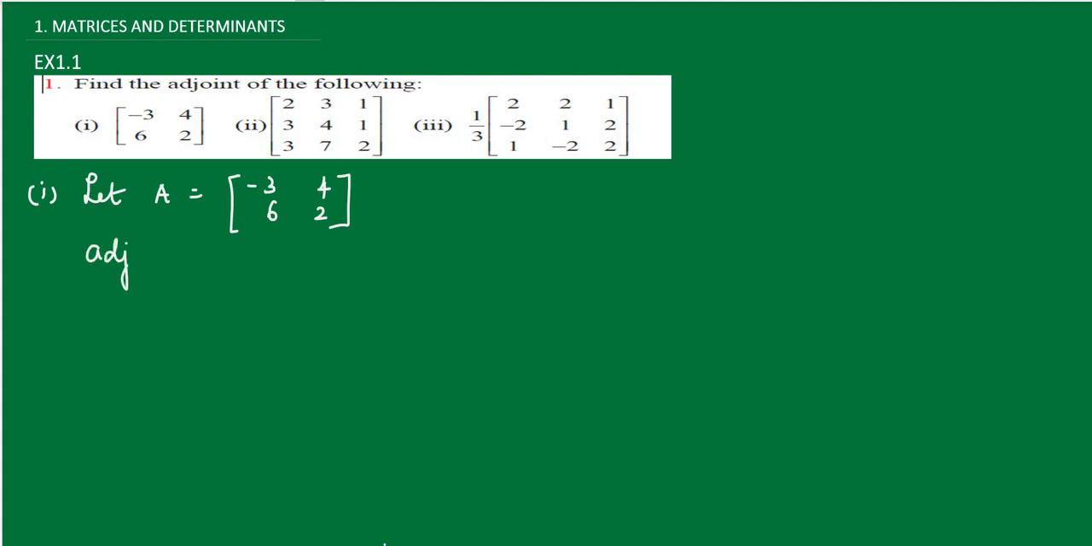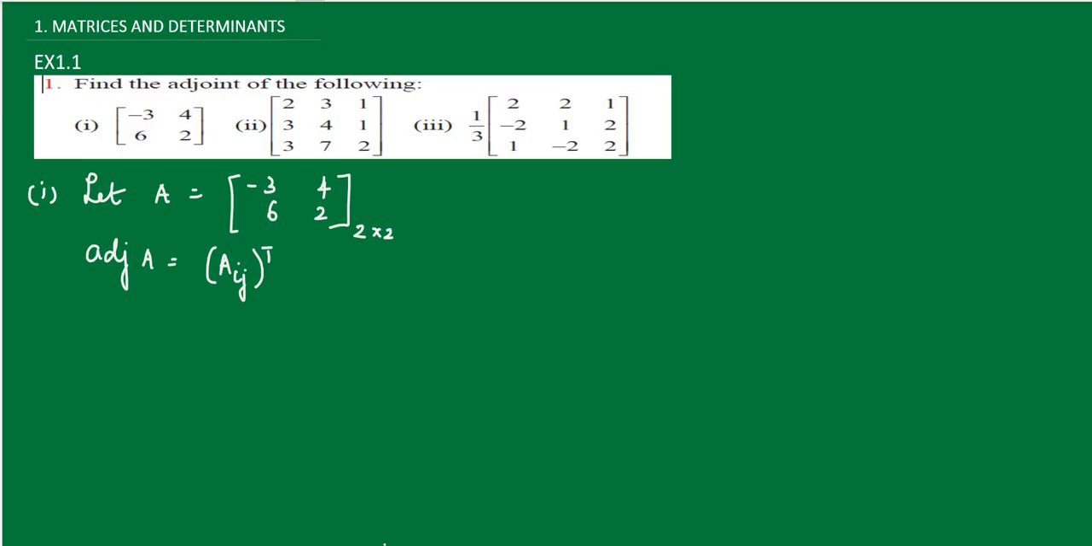We know that adjoint of A is equal to [Aij] whole transpose. What is this Aij? Aij is the cofactor matrix. In this video, we are going to see the shortcut of Adj of A for a 2 cross 2 and 3 cross 3 matrix.